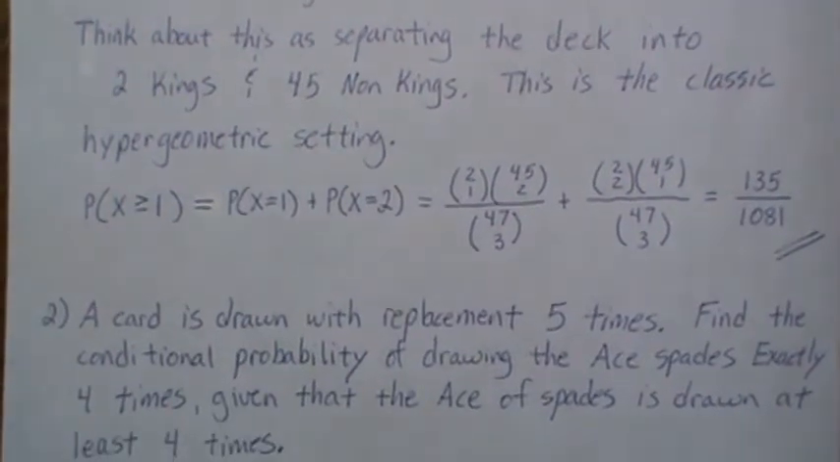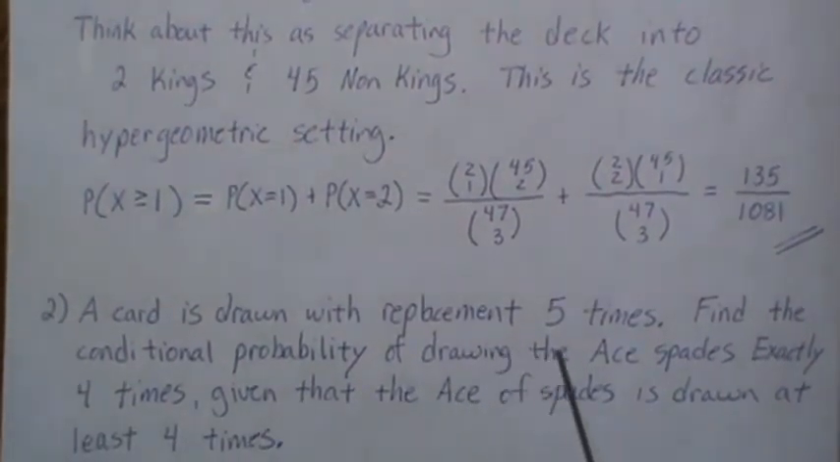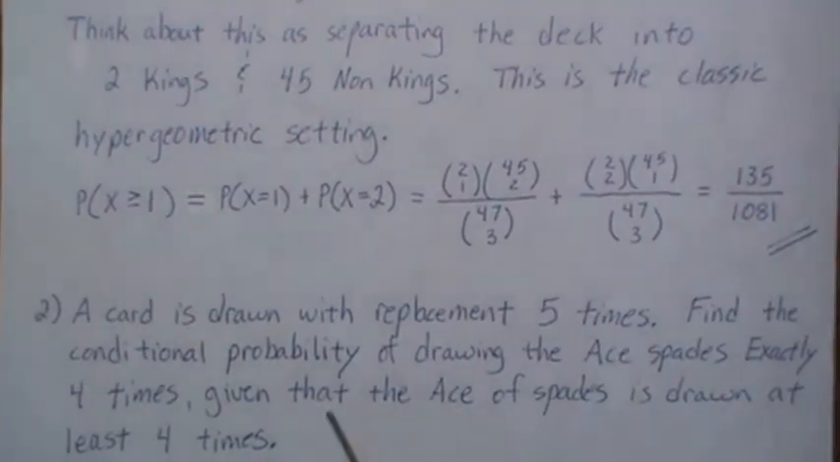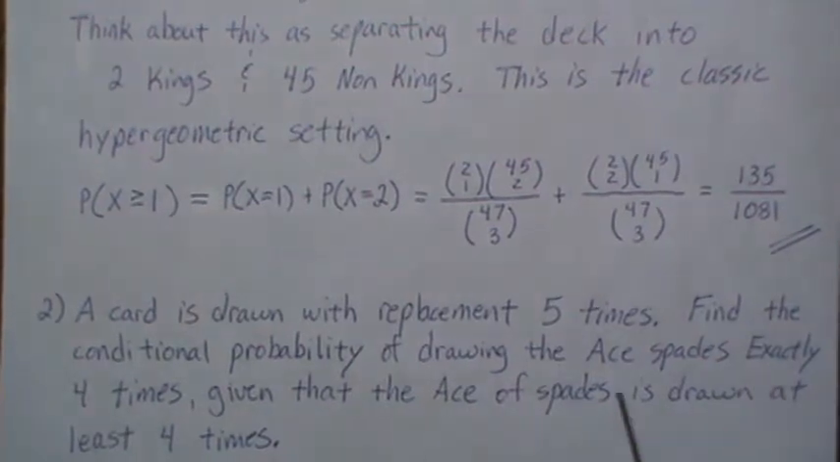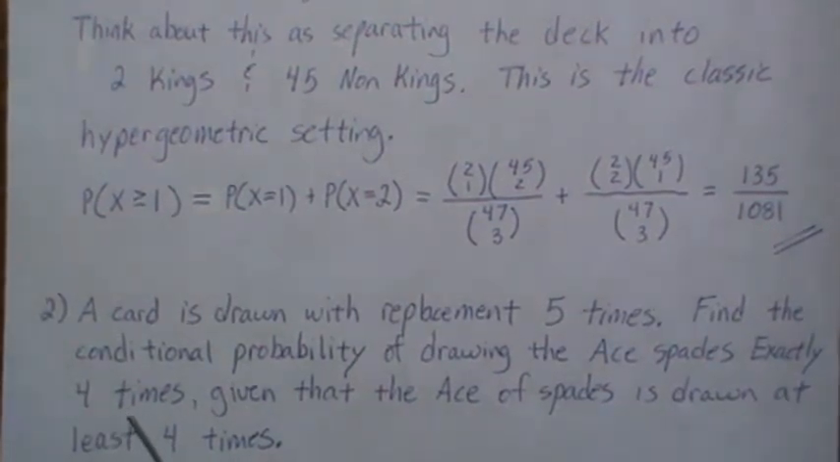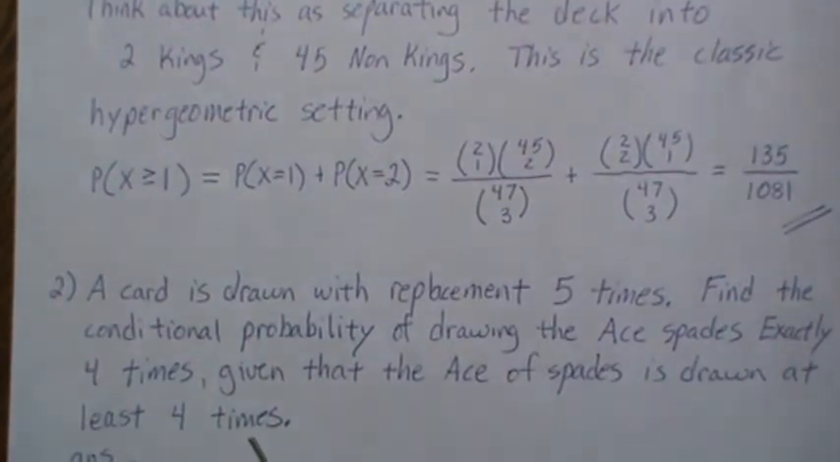Next example, a card is drawn with replacement 5 times. Find the conditional probability of drawing the ace of spades exactly 4 times, given that the ace of spades is drawn at least 4 times.